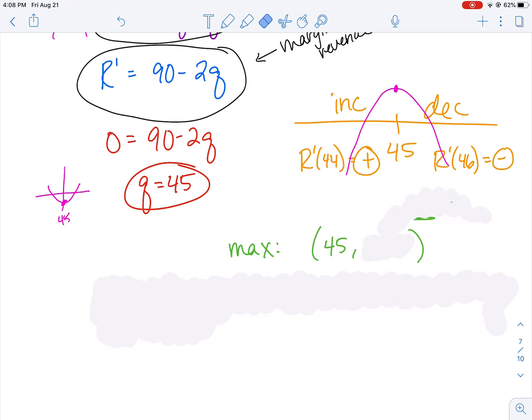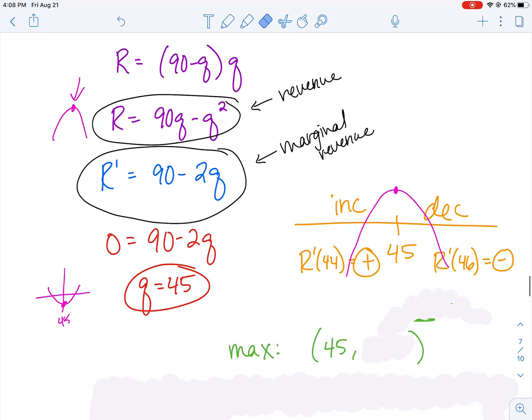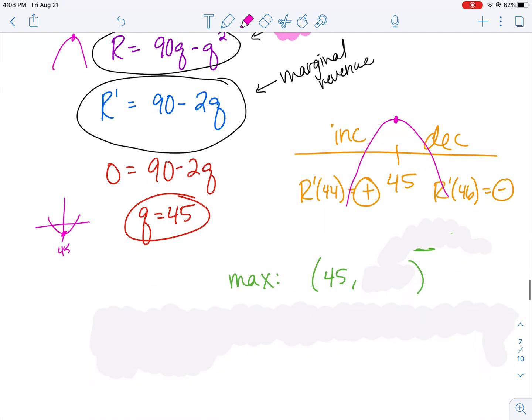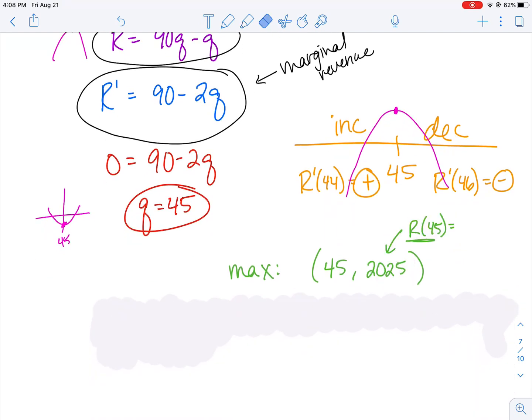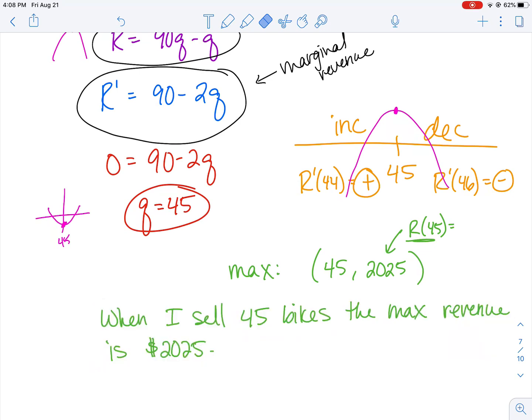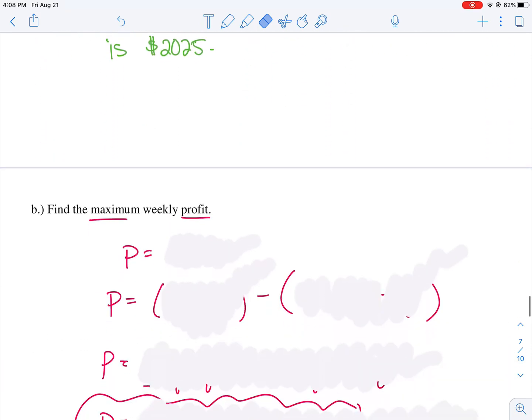Now remember that was a point. And so if we want to figure out what the maximum revenue is, well, the maximum revenue happens when I sell 45 bikes. But how would I figure out what my actual revenue is when I sell 45 bikes? Well, that means I've got to go back up to my revenue equation and I've got to plug in 45 so I can figure out what my actual revenue is when it's the highest. So I'm going to plug in 45 into my revenue equation and I ended up getting 2,025. So I can say, when I sell 45 bikes per week, my maximum revenue will be $2,025.